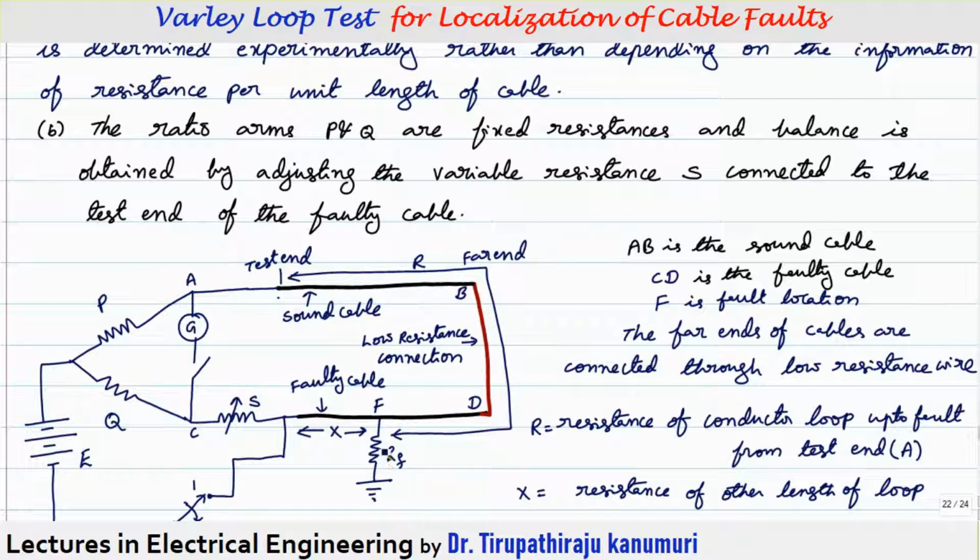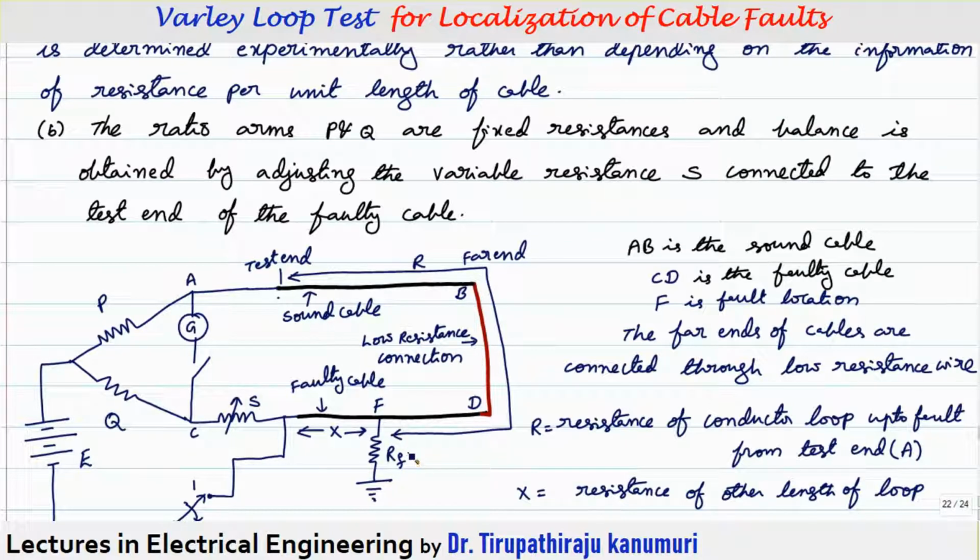Let us assume the fault has a fault resistance of RF. That means the leakage current or insulation breakdown happens here to the ground, and that insulation breakdown does not have zero resistance, it passes through the ground with some resistance value RF. So I am taking this example case.